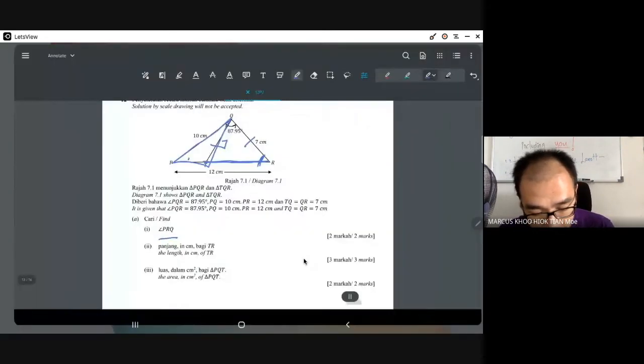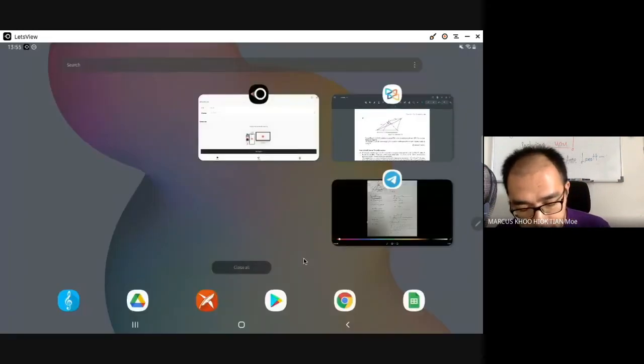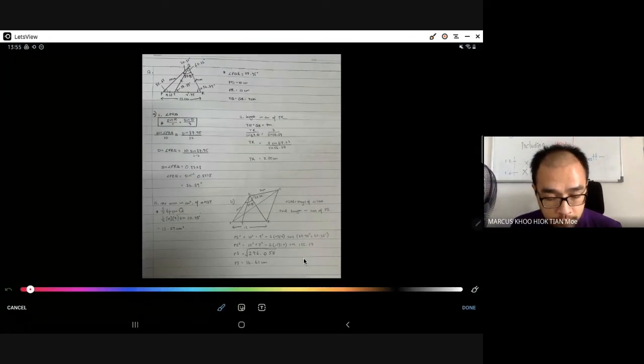No, that's not the end, right? Is there one more question? Oh, okay. SQR is the image of TQR under the reflection of line QR. Find the length of PS, which is over here. Very interesting question. Let's hear from this group.